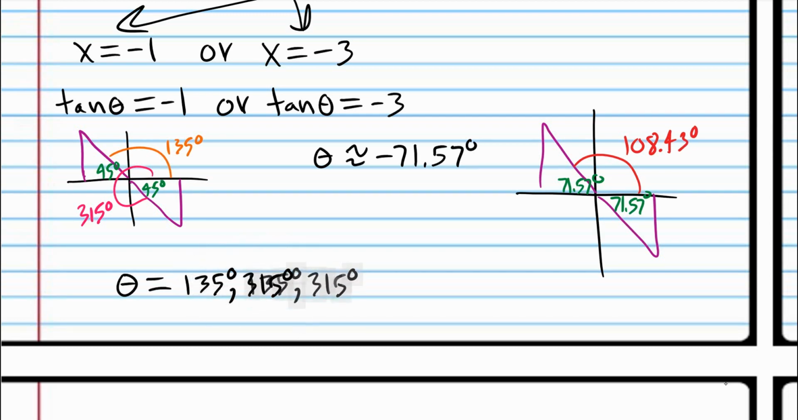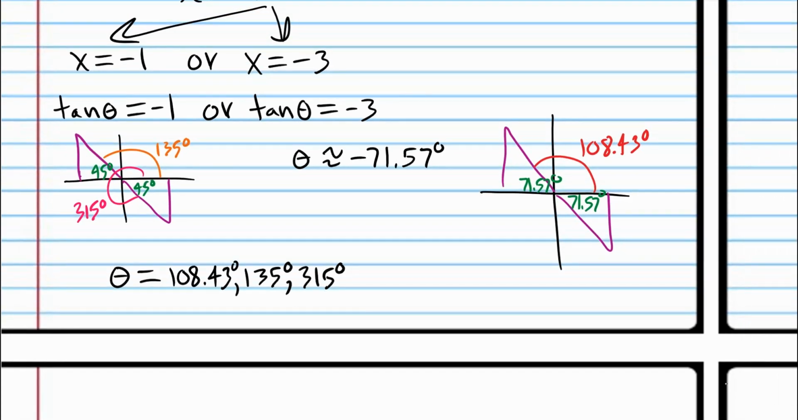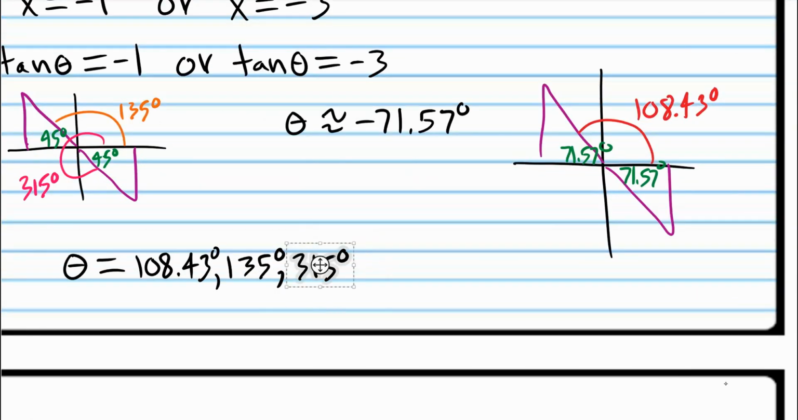So I'm going to move this over and write 108.43 degrees. And now we're going to subtract 71.565 from 360, and we get 288.44 roughly. So probably should write the angles in ascending order just to be orderly. So 288.44 degrees roughly.